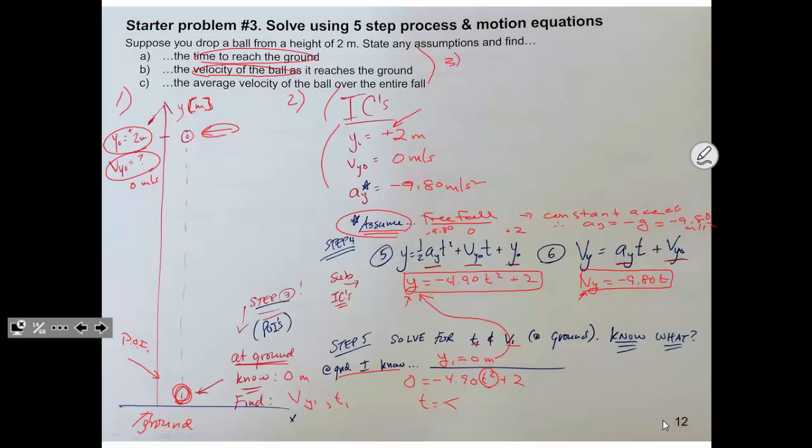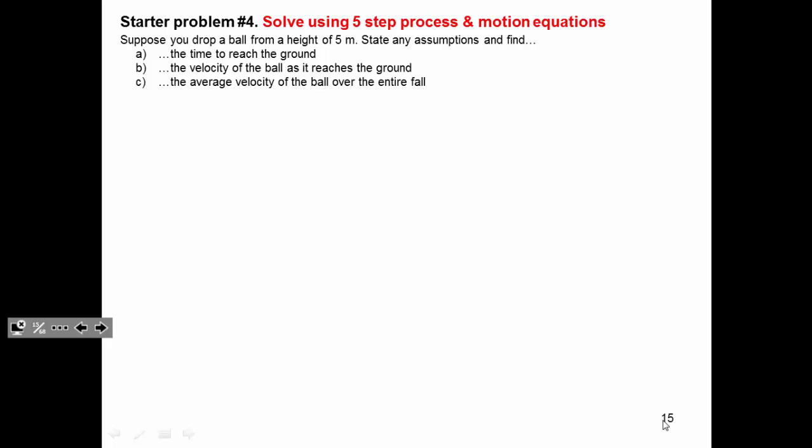Now, what happens in problem number 4? Now you're dropping the ball from 5 meters. So this is a very similar problem, obviously. Should you step through this problem and do every single bit of work all over again? The absolute answer is absolutely not. You can take the equations from last time. What were our equations? We had y equals negative 4.90 t squared plus 2, and vy equals negative 9.80 times t. This was equation 5, our motion equation for constant acceleration, and equation 6.